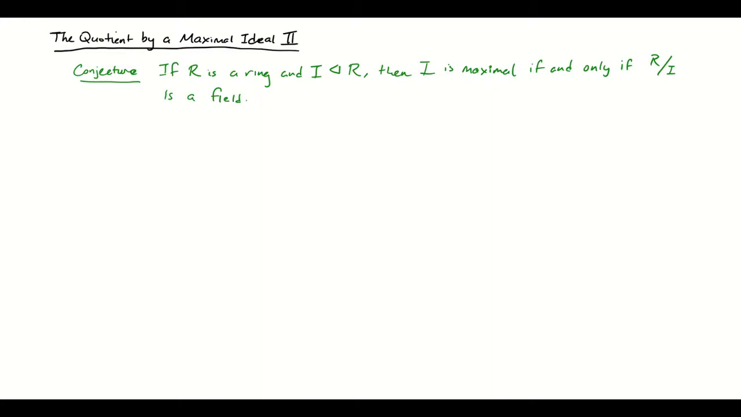In this video, we're going to prove the conjecture that we came up with in the previous video, which is that if we have a ring, let's assume a commutative ring with unity, and I is an ideal of that ring, then I is maximal if and only if R mod I, the quotient ring, is a field. All right, so here we're going to try and prove that.